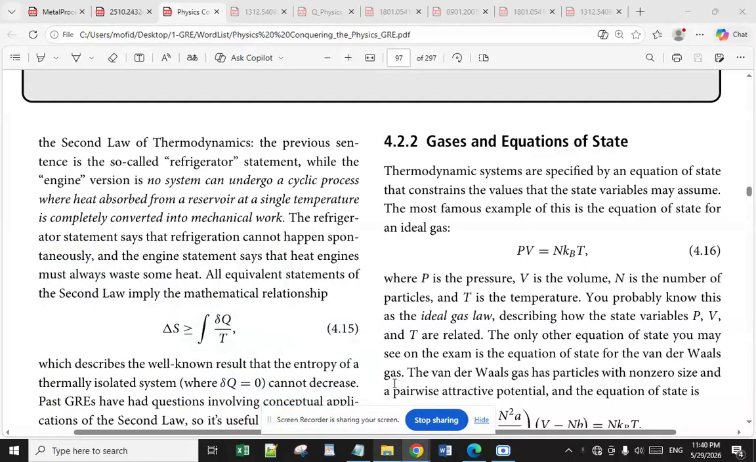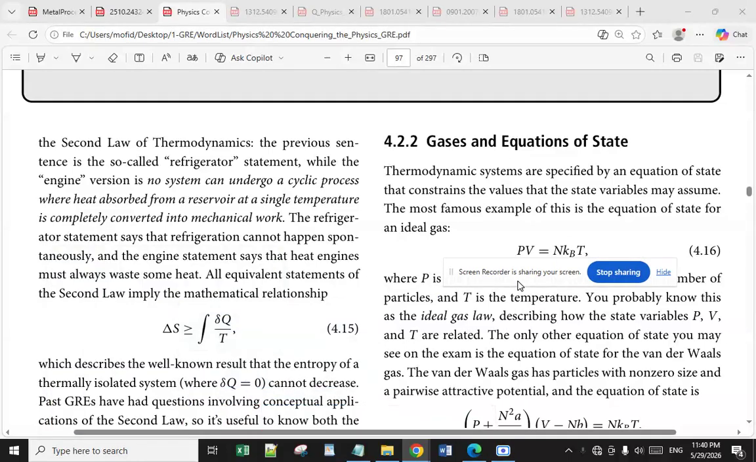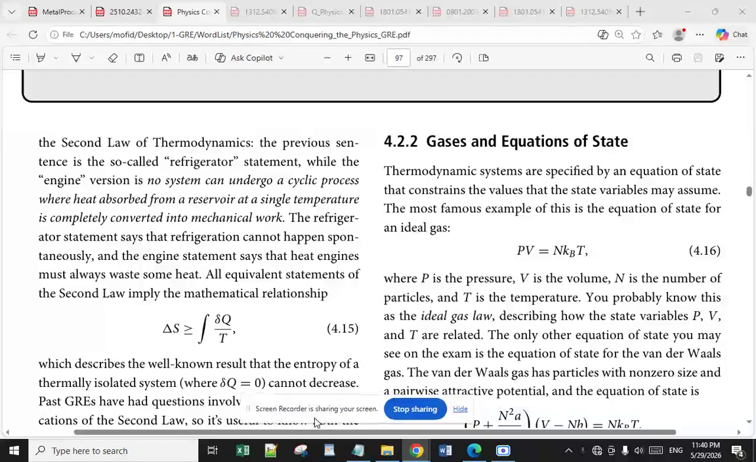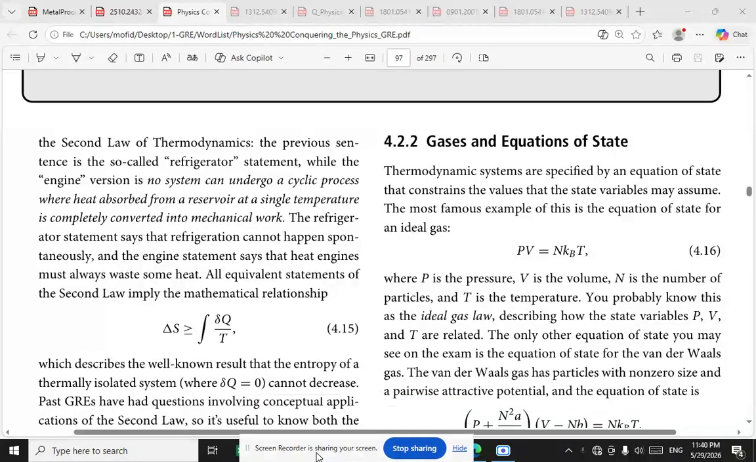In the name of Almighty God, I'm Master Hassan Koshi, and today I want to talk about the Gauss and equations of state, which is a subsection for thermodynamic systems.